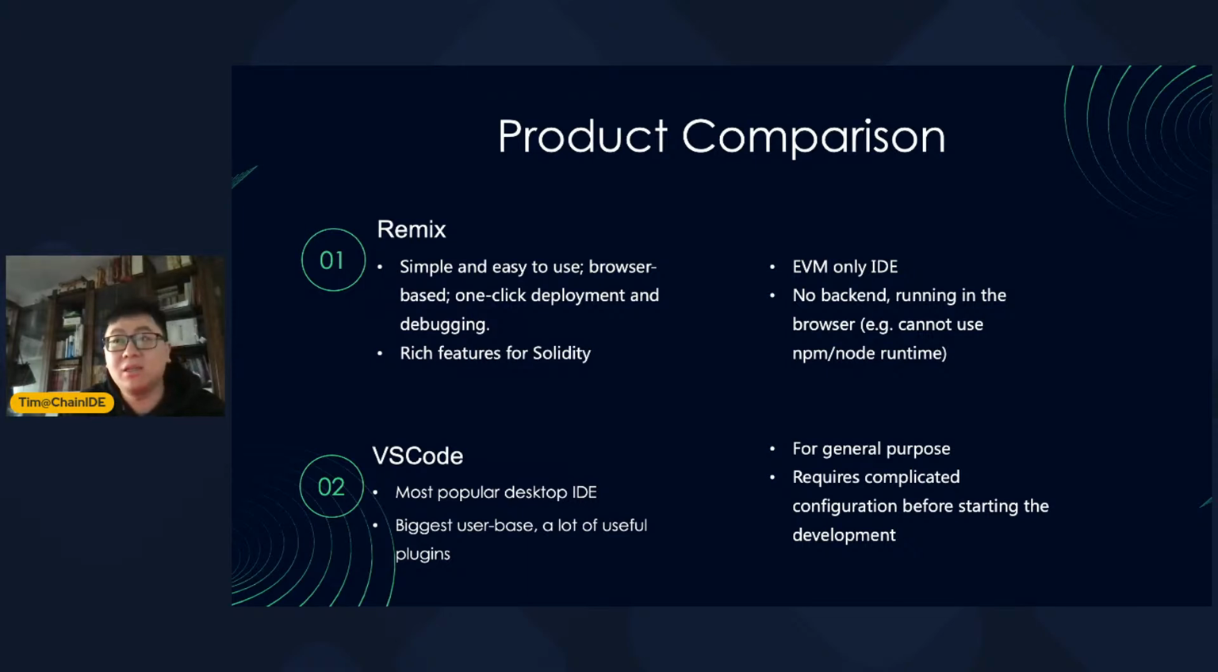But we do see some shortcomings of Remix. First, it's EVM only, right? And the second part is that it is aimed to be a very lightweight, browser-based IDE. For the browser part, it's the same as ChainIDE. We want to simplify the development, but it has no backend running, right? Which means that if you want to do very complicated things, like running an npm node runtime at the same time as you develop your smart contract, then it'll be very painful.